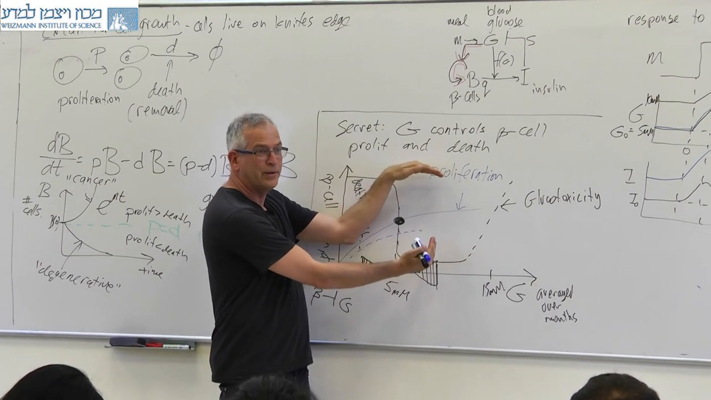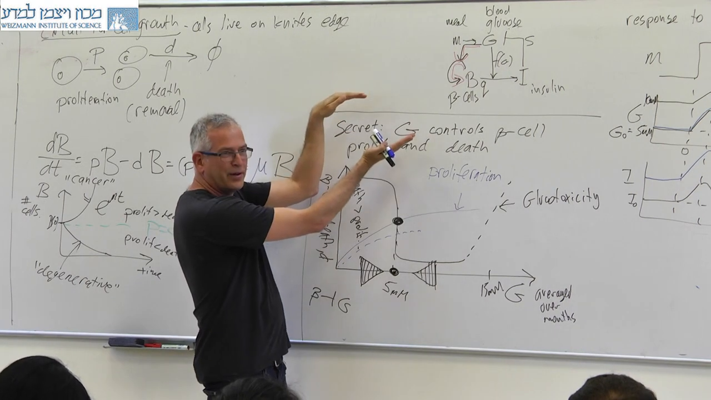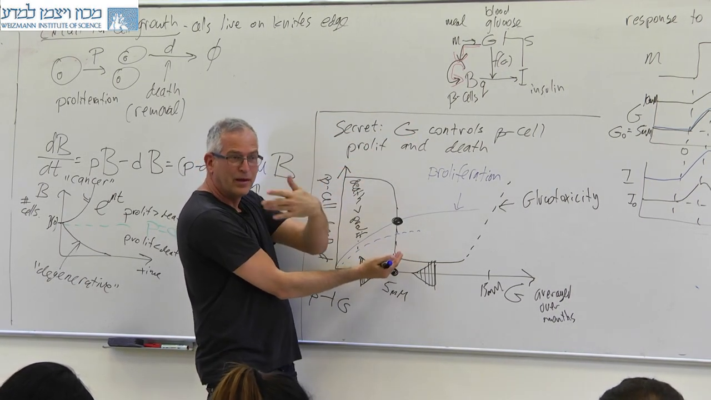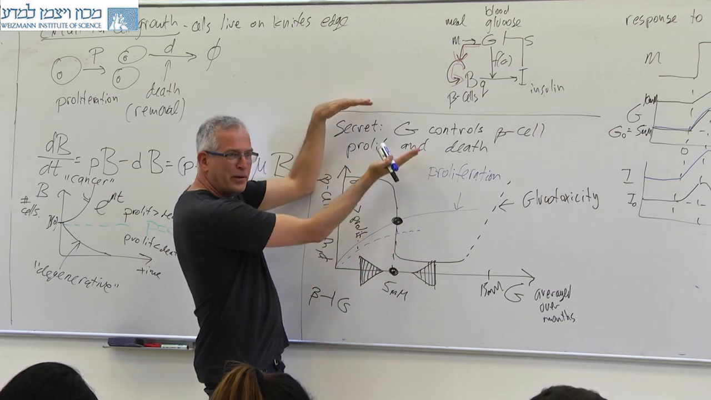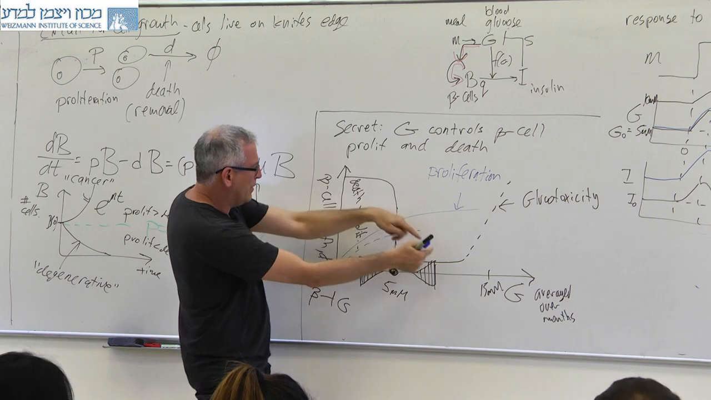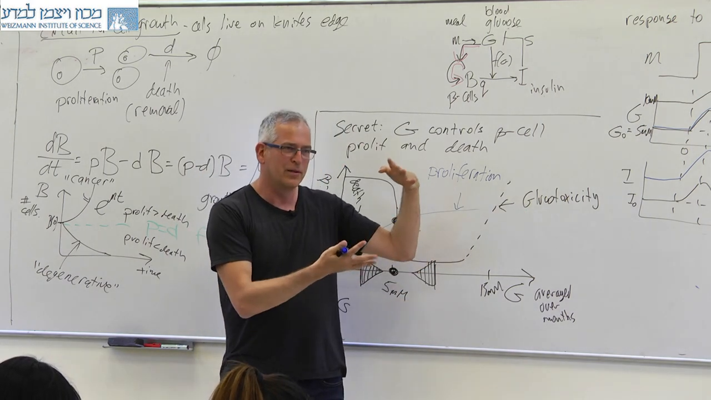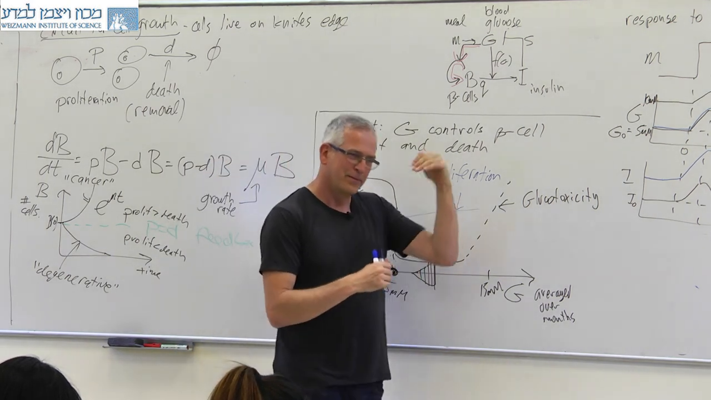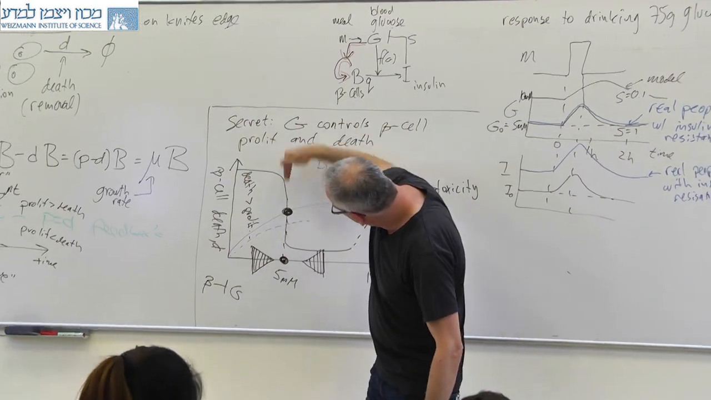Or if it moves this way, very bad. Or if it moves this way, for instance, type 1 diabetes, our own immune system is killing the beta cells. So this moves up, up, up, until this fixed point vanishes and everything crashes to actually infinite glucose, no insulin. So the death curve needs to be that part of it. It doesn't matter how high it is here, this part of it needs to be.